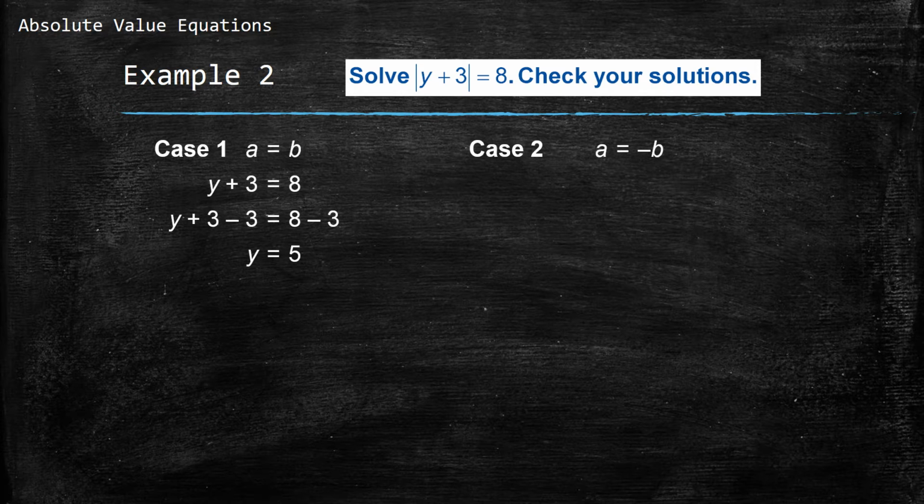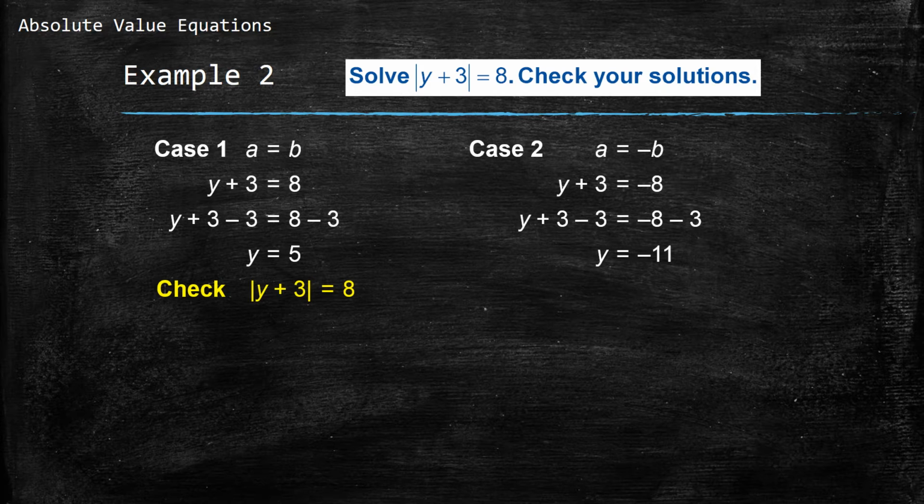Now we have to do case 2, where your expression in your absolute value bars is equal to the opposite, or -1 times your result. So this is y plus 3 equals -8. I subtract 3 from both sides of my equal sign, and I have a result of y equals -11.